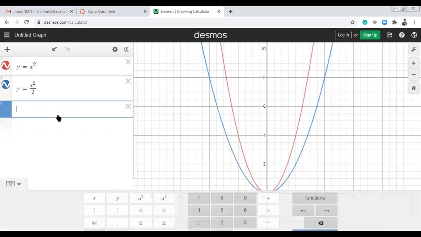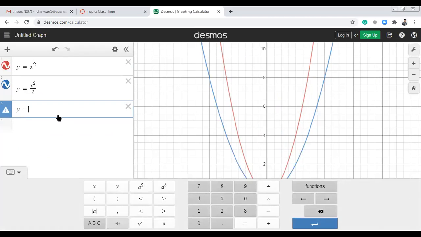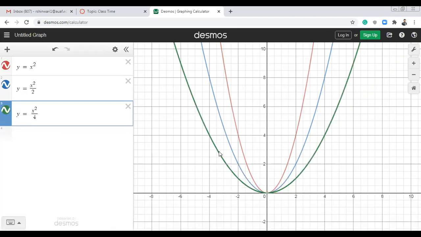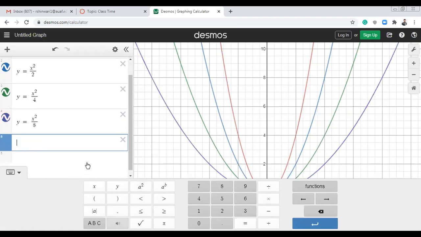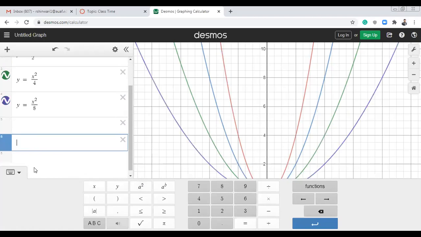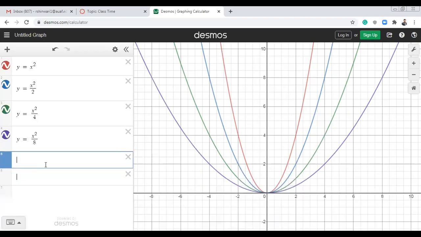Now if we divide it by another value, y is equal to x square divided by 4, this green one. So this one is expanding. If you divide by 8, y is equal to x square divided by 8, the graph is expanding. Clear, guys? This red one is for x square. X square divided by 2, expanding.